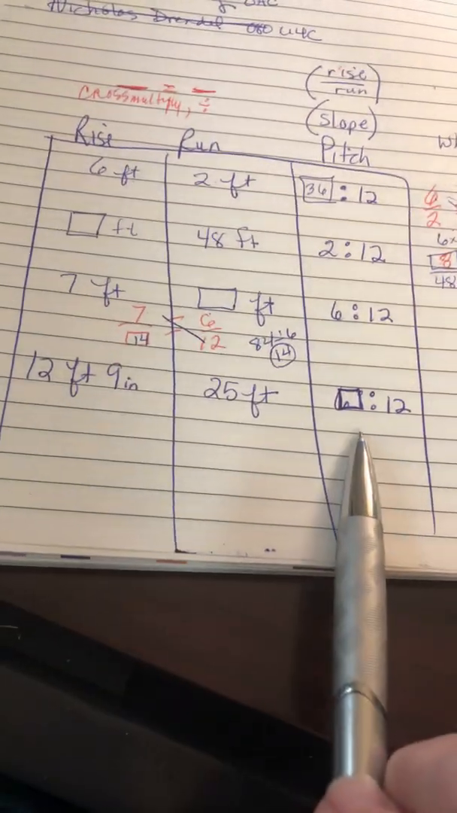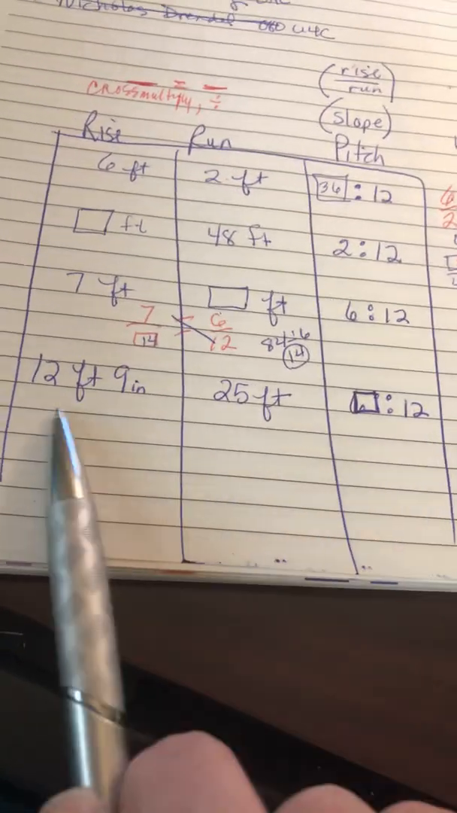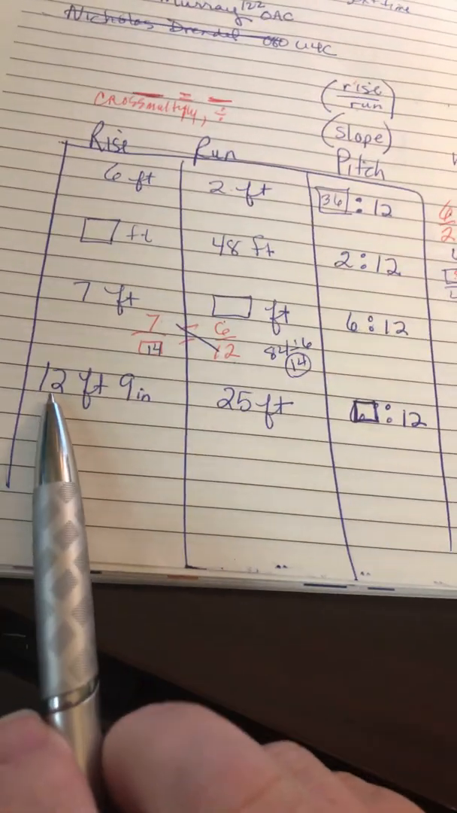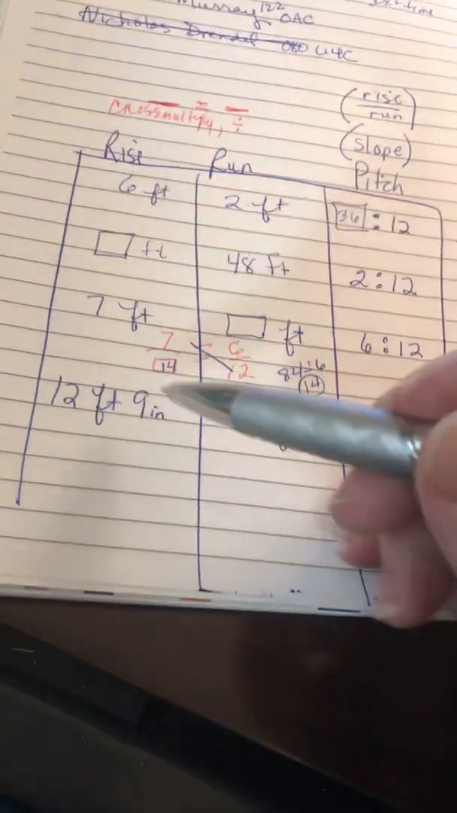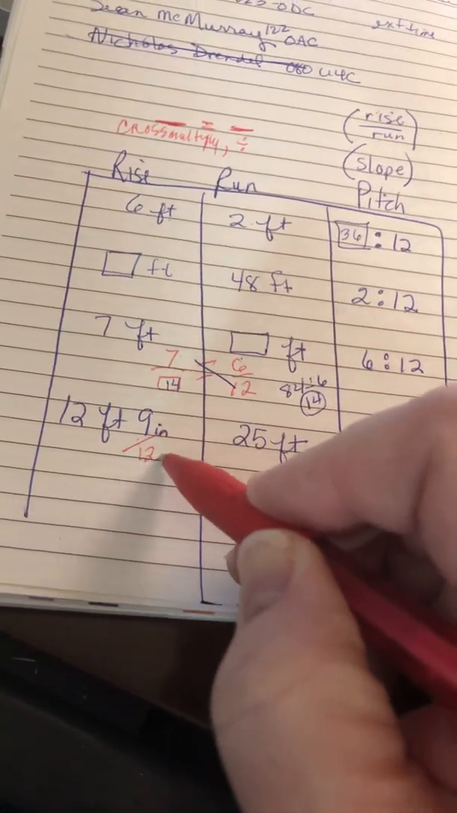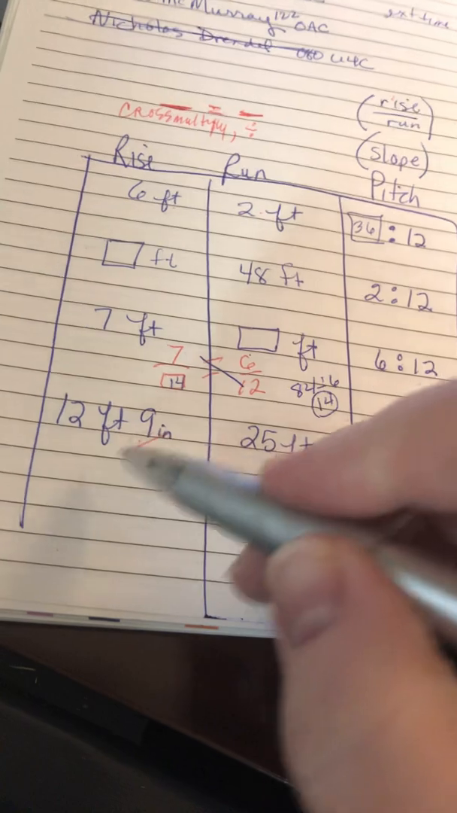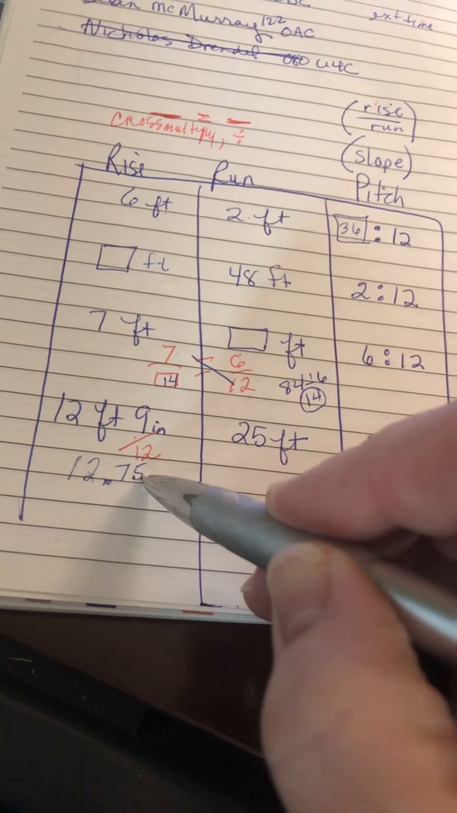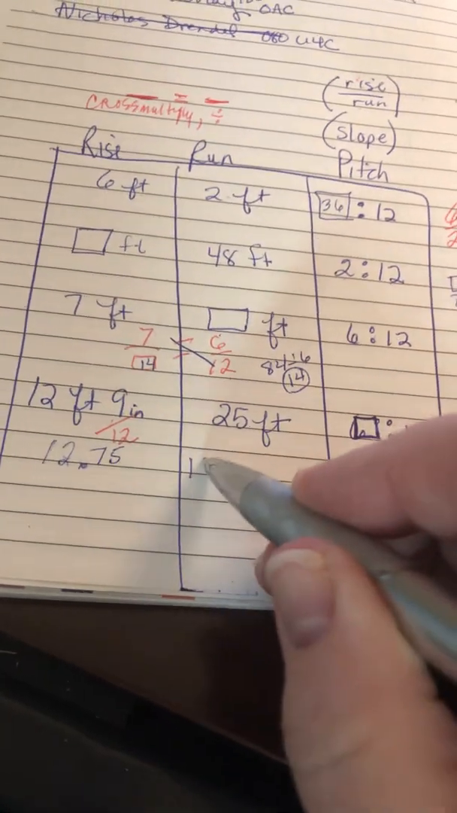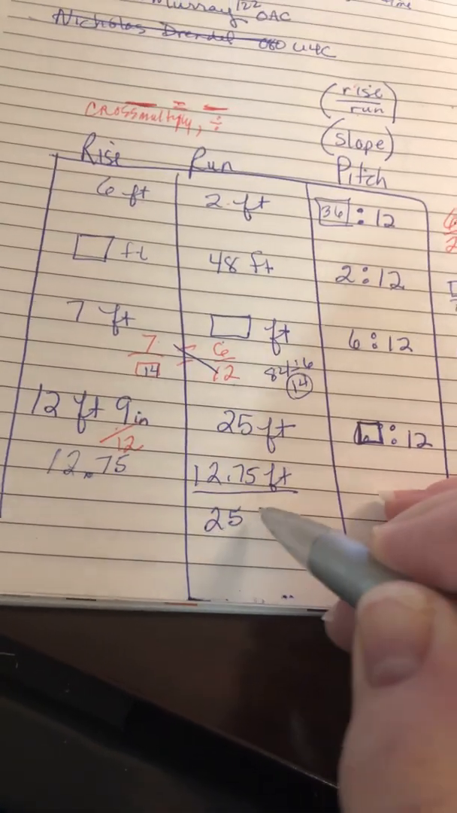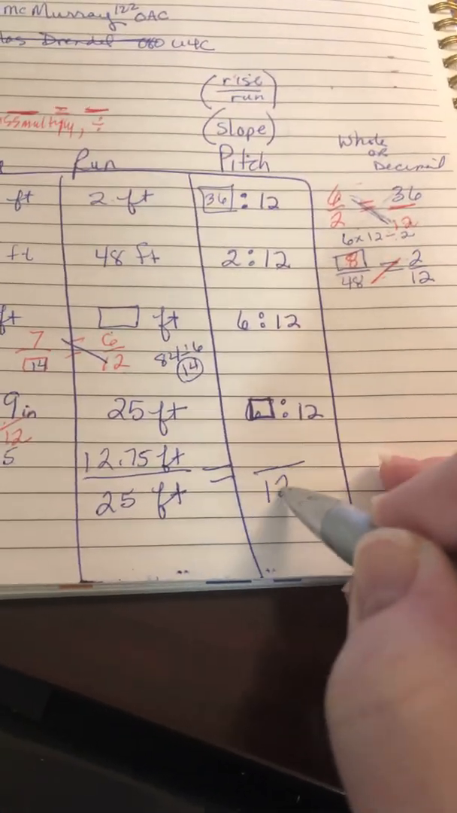Then this one down here is a little more complicated because it's got feet and inches both. So what you need to do is put your inches into decimal form. How you would do that is you say, well, that's 9 out of 12 inches. So this would come out to be 12.75 because 9 over 12 is 0.75. So now what we have is 12.75 feet over 25 feet is equal to something over 12.